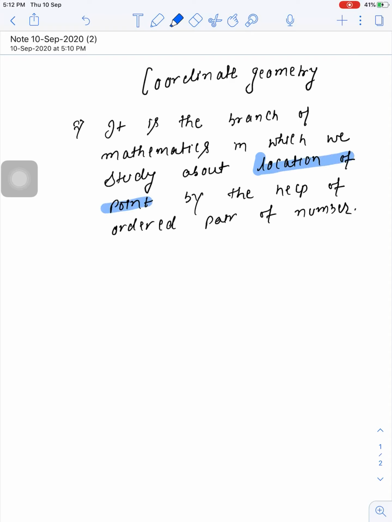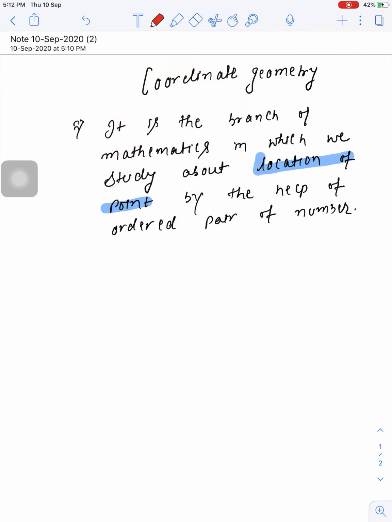It is important because you can see in the movies we are using Google Maps. Have you ever thought how Google Maps work? Have you ever thought how the aeroplane moves? The whole system is guided by the help of coordinate geometry, because here we humans act like a point. What? A point.